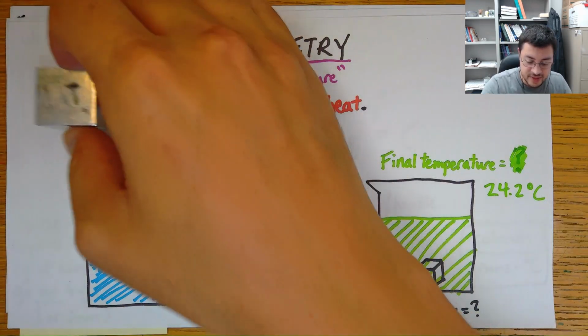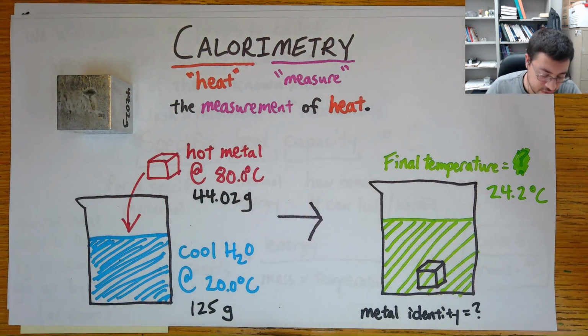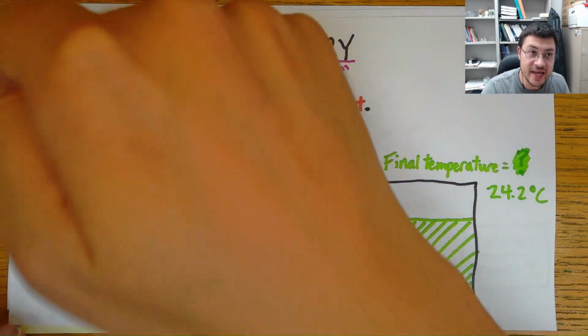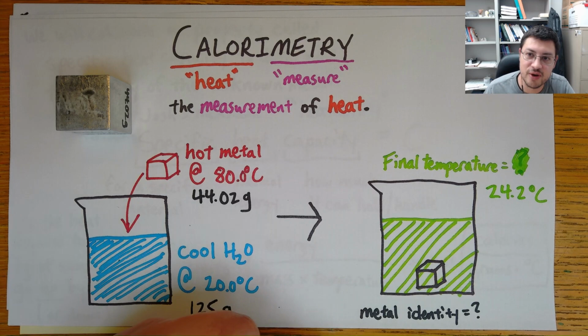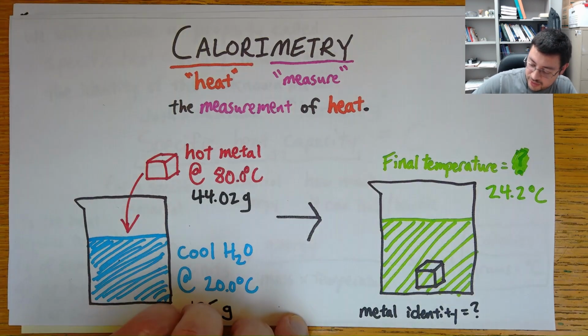And then we're going to ask another question, which is what is the metal block? What element is it? What material is it? Is it copper? Is it zinc? Is it silver? What is it? So we'll try to figure that out as well. You might already know what it is if you've seen some of my older videos, but don't tell anyone. All right, so that's a scenario.